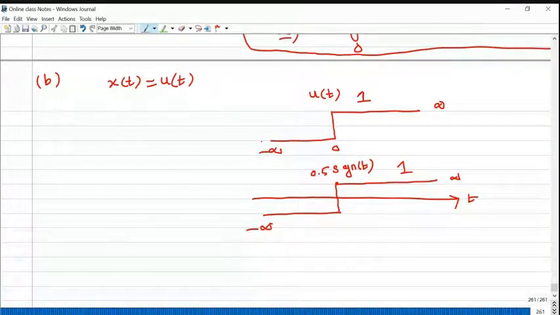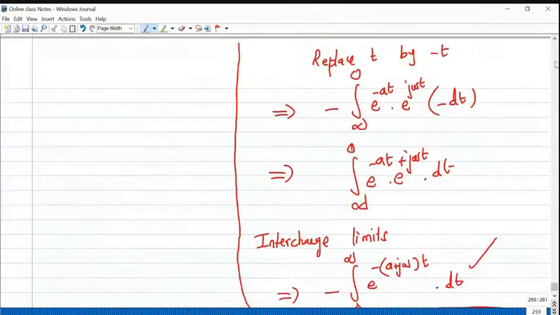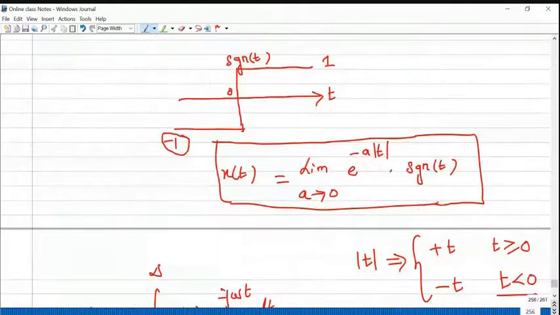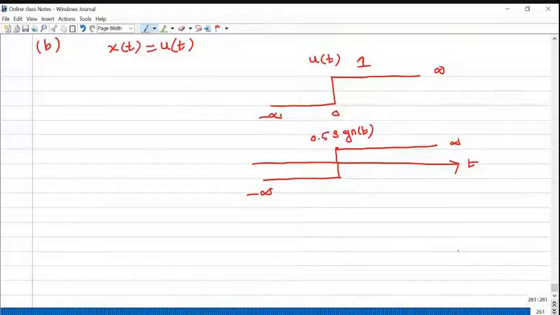Okay. So 0.5 signum 5t, then your magnitude would become 0.5. See, 0 to infinite 1, minus infinite to 0 minus 1. So this is the signum function. If the magnitudes are scaled by 0.5, then this is 0.5 and this is minus 0.5.